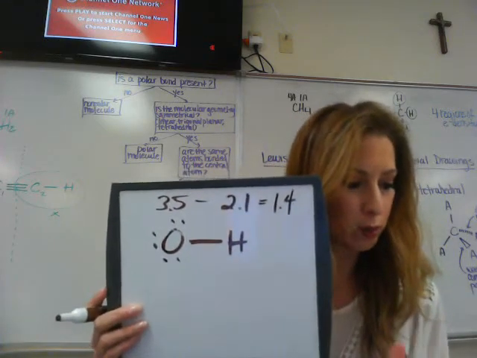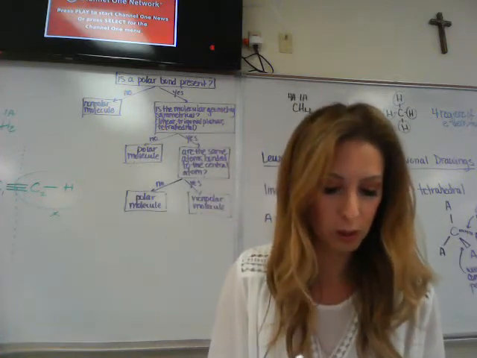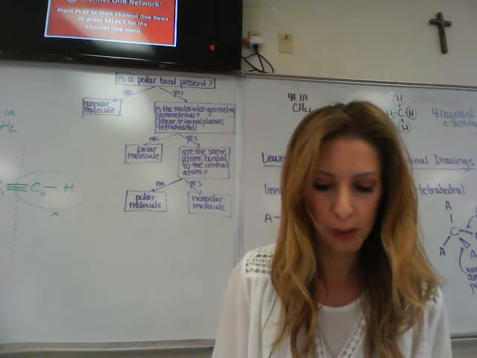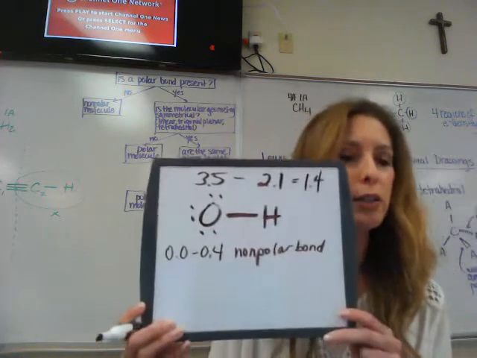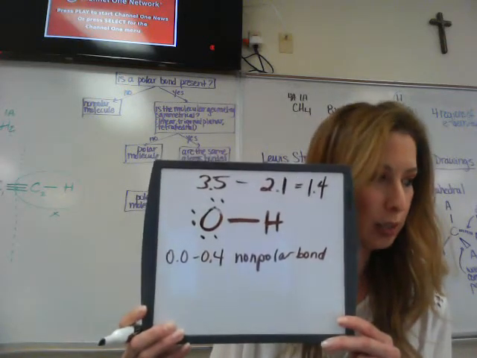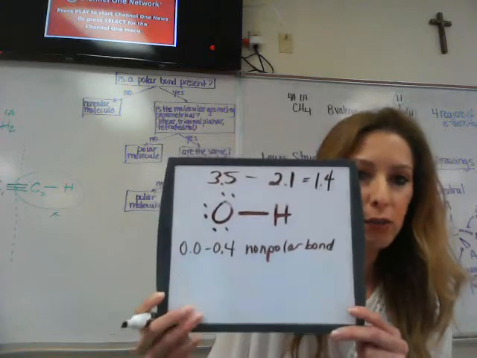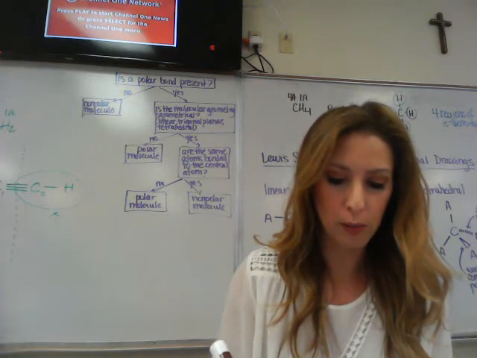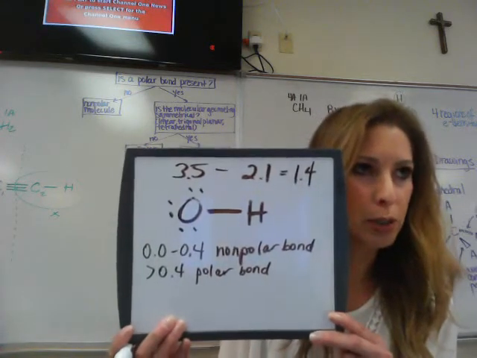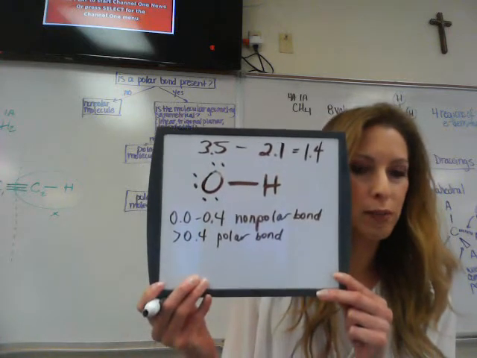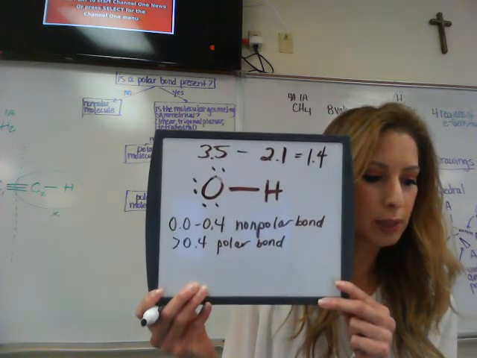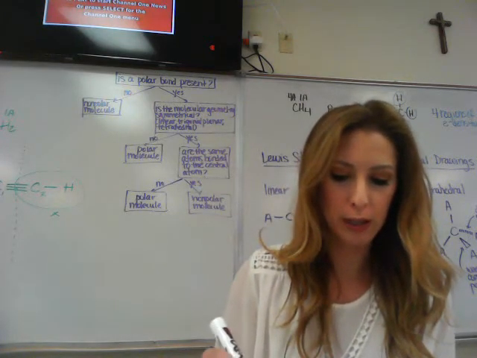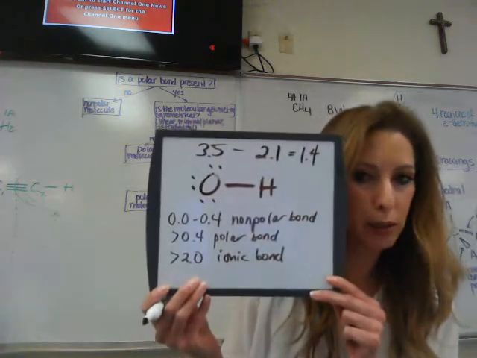Okay, and the ranges for determining the type of bond that you have are as follows. 0.0 to 0.4 means a nonpolar bond. This type of bond is also known as a pure covalent bond. When you have a bond that has an electronegativity difference that is greater than 0.4, you're going to have a polar bond. That means that the electrons are not being shared equally between the two atoms in the bond. And the third is a difference greater than 2.0. This is an ionic bond. Ionic bonds typically occur when you have a metal and a nonmetal.